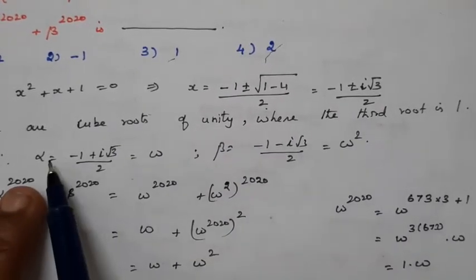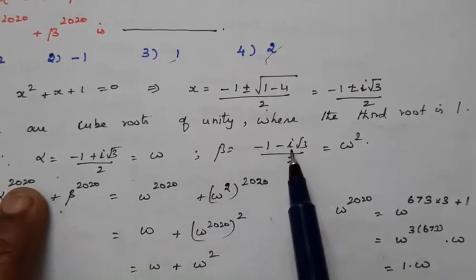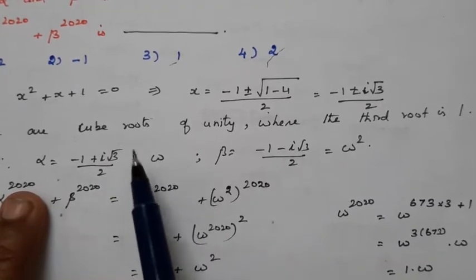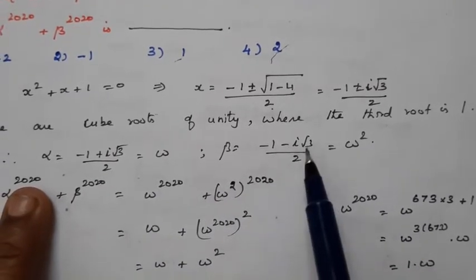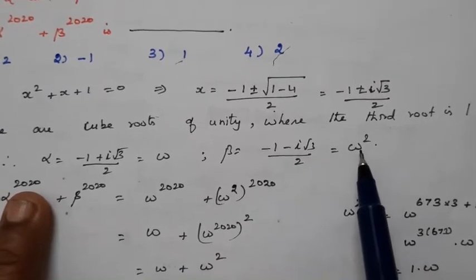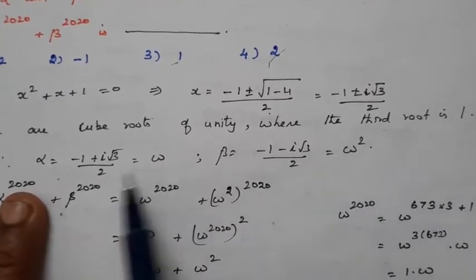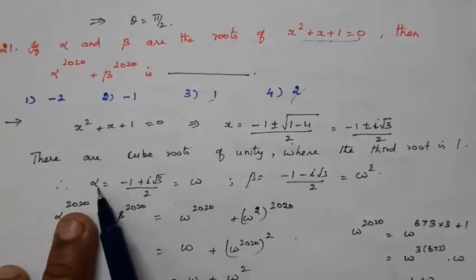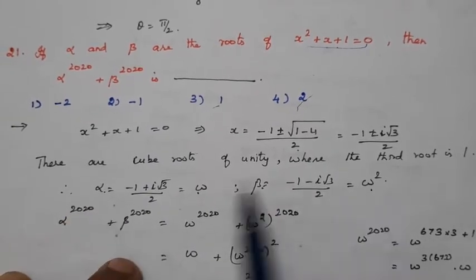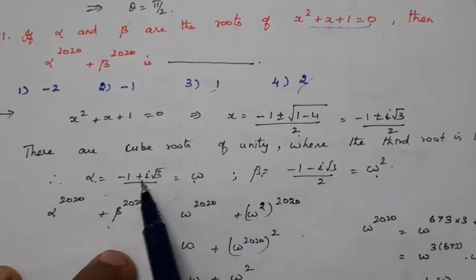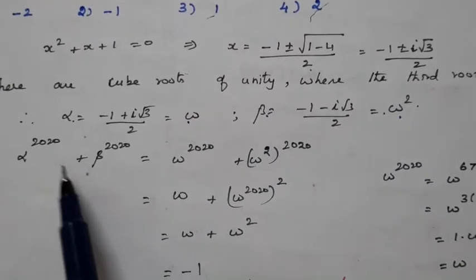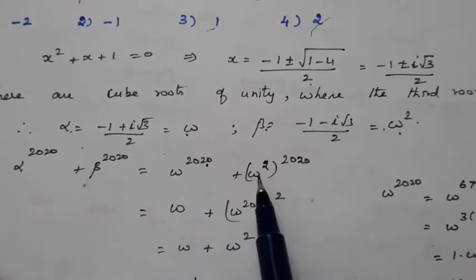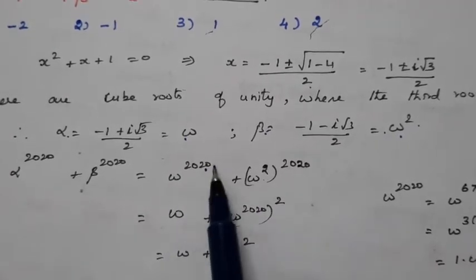So if we take alpha as minus 1 plus i root 3 by 2 and beta as minus 1 minus i root 3 by 2, you can note that minus 1 plus i root 3 by 2 is nothing but the cube root of unity omega, and minus 1 minus i root 3 by 2 is another cube root of unity, omega squared, where the third root will be 1. So to get alpha power 2020, we can take alpha as omega and beta as omega squared, as they are cube roots of unity. So alpha power 2020 plus beta power 2020 now becomes omega power 2020 plus omega squared to the power 2020. Let us find out what its value would be first.